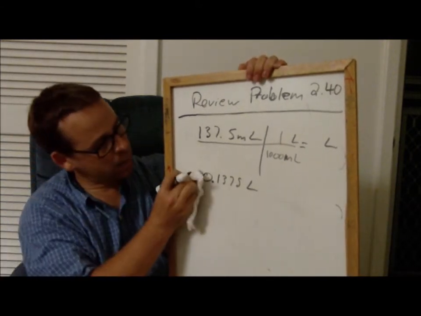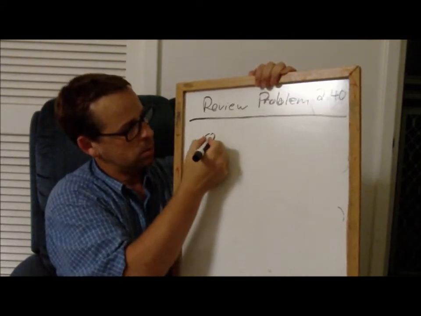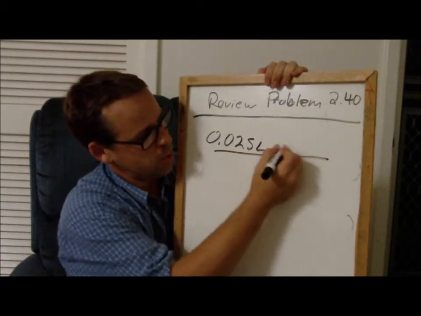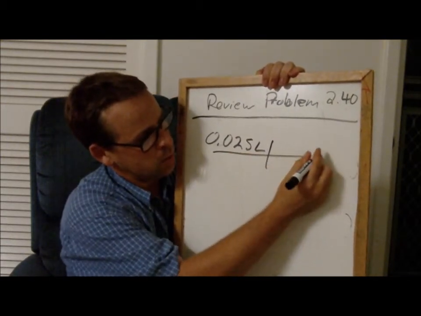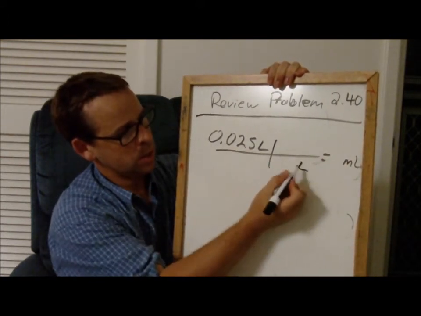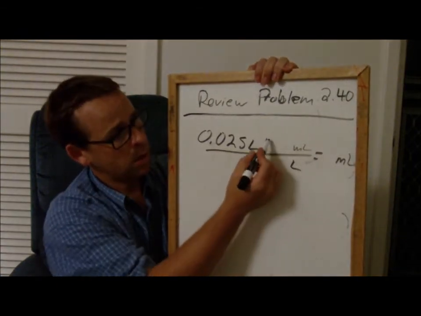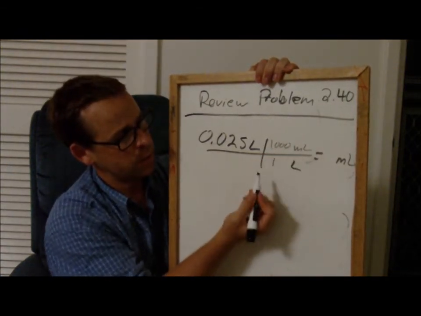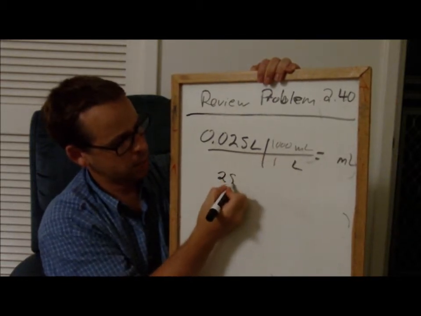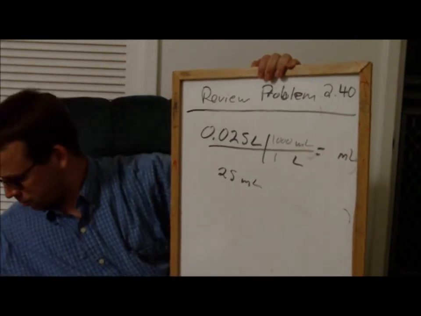0.025 liters is how many milliliters? 0.025 liters, train tracks, equals how many milliliters, right? So we want liters on the bottom to cancel that out. We want milliliters on the top there. There are 1,000 milliliters for every liter. Therefore, if we multiply this value by 1,000, that's going to be 25 milliliters in 0.025 liters.